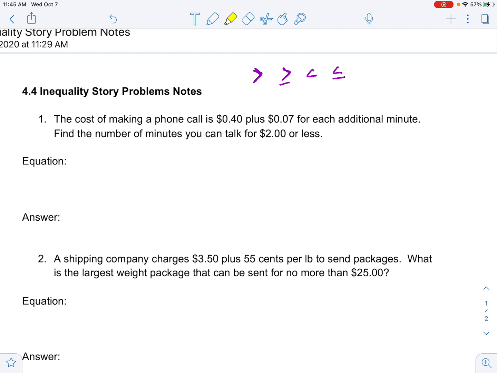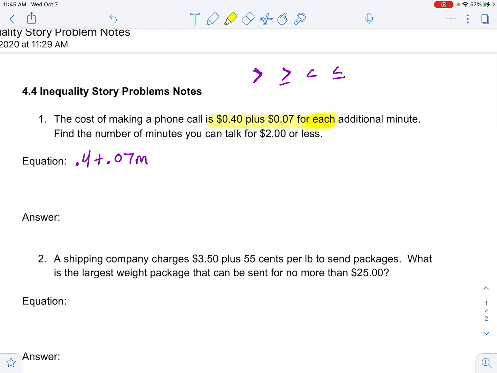The cost of making a phone call is 40 cents plus 7 cents for each additional minute. Remember that each is important. So what's that look like? That means no matter what, I have to pay 40 cents, plus I pay 7 cents for each minute.